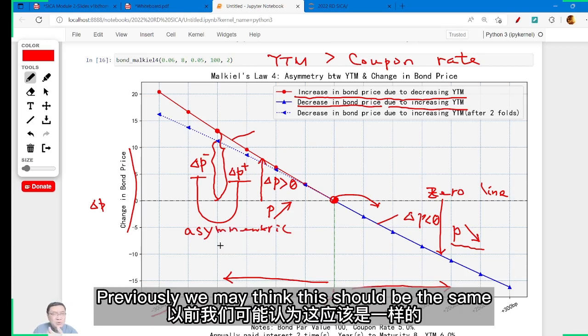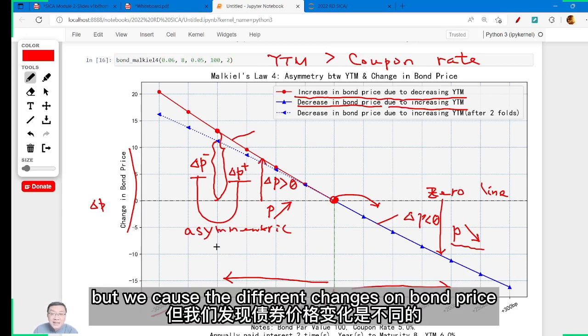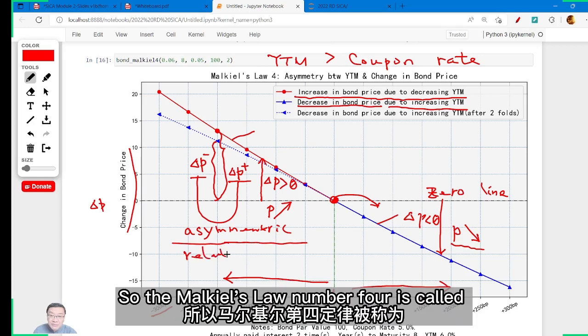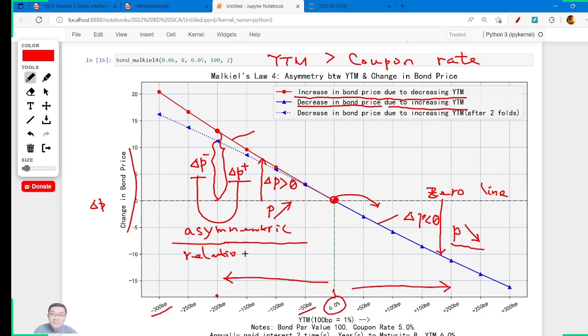Previously, we may think this should be the same because we change the same size of YTM, but we cause different changes on bond price. So this means an asymmetric relationship. So the Malkiel's law, number 4, is called the asymmetric law on bond pricing.